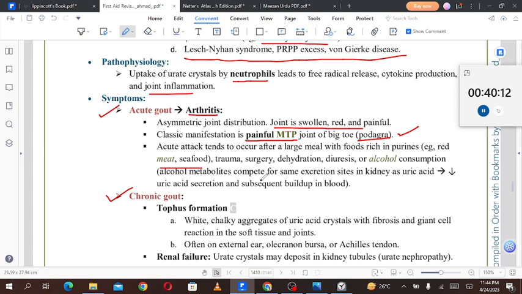Alcohol metabolites compete for the same excretion site in the kidney as uric acid. That is very important: alcohol metabolites will compete for the same excretion site in the kidney as the uric acid, so the uric acid excretion will be decreased. Decreased uric acid secretion and subsequent buildup in the blood will result in acute gout episodes.